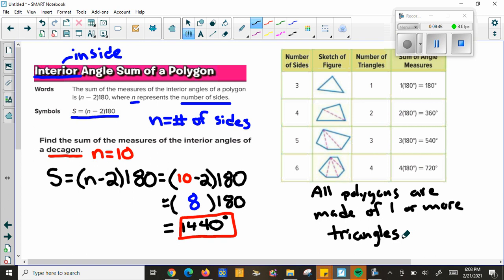180 we should recognize as the sum of the interior angles of a triangle from the previous lesson. And there happens to be a pattern that going from the number of sides to the number of triangles is just minus 2. And it's using that pattern to help us come up with the equation.